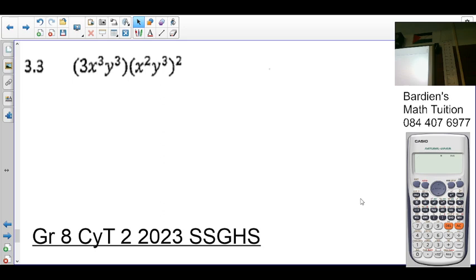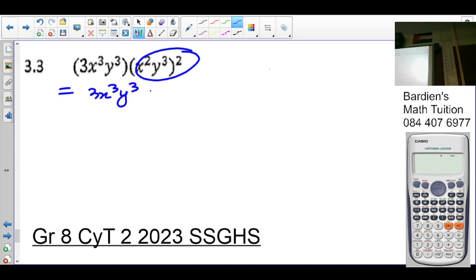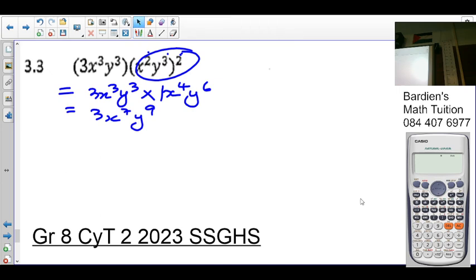3.3. So what do we have to do first? Consider the square here. So it's going to be 3x cubed y cubed times x. What is 2 times 2? 4. y to the 6. Okay, so 3 times 1 is 3. x cubed times x to the 4 is x to the 7. y cubed times y to the 6? Any confusion here, people? Not yet. Alright.